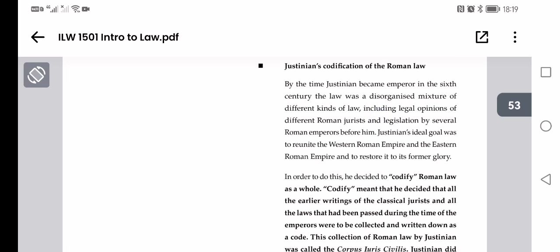Justinian's codification of the Roman law. By the time Justinian became emperor in the 6th century, the law was a disorganized mixture of different kinds of law, including legal opinions of different Roman jurists and legislation of several Roman emperors before him. Justinian's ideal goal was to reunite the Western Roman Empire and the Eastern Roman Empire and to restore it to its former glory.